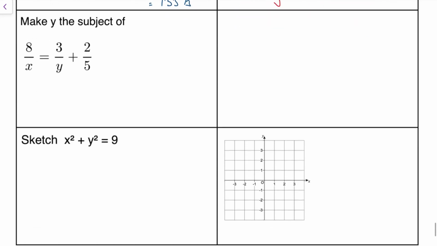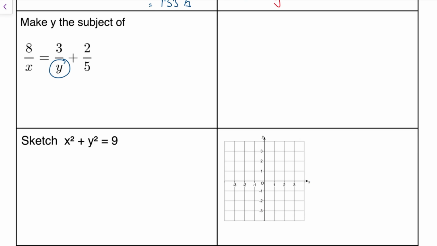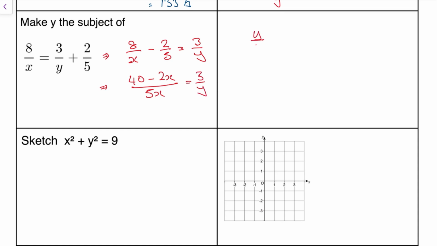Question done. Next question. Make Y the subject. So Y is here. Now, a couple of ways of doing this, but I think easily the easiest way is to move the other fraction to the other side. So 8 over X minus 2 over 5 is equal to 3 over Y. Then make the left a common denominator. So 8 times 5 is 40 minus 2 times X, and all that's over 5X is equal to 3 over Y. Okay, so let's then flip both. So therefore Y over 3 is equal to 5X over 40 minus 2X. Multiply both sides by 3, so Y is equal to, well, 5 times 3 is 15, and divide all that by 40 minus 2X. Can I simplify? I can factorize the bottom, but I'll leave it like that. So 15X over 40 minus 2X. Question done.